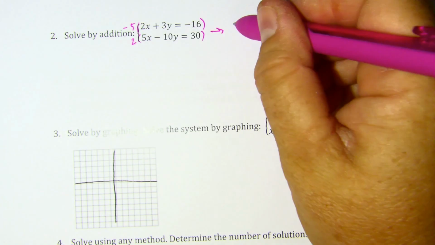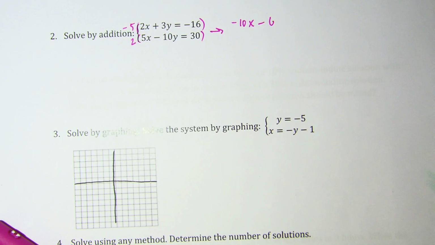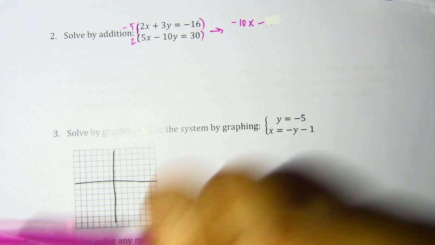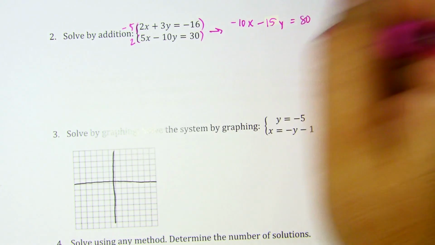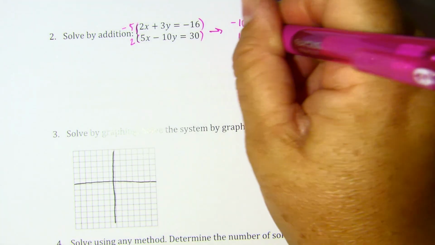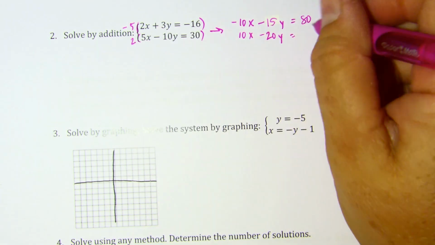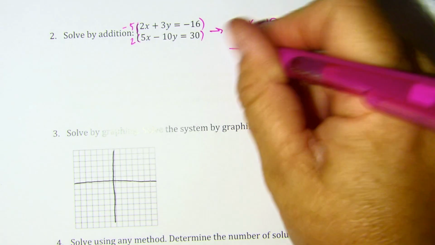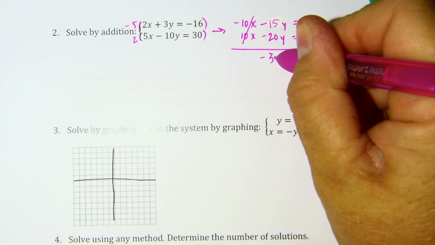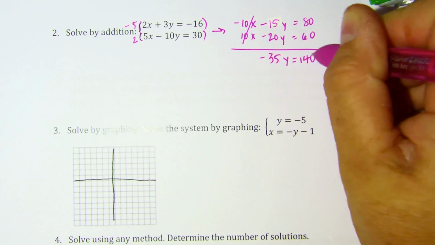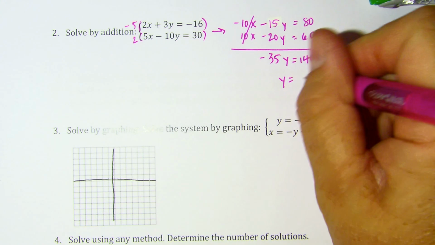So the top equation becomes negative 10x minus 15y equals 80. And then the bottom equation becomes 10x minus 20y equals 60. And when we add those together, the x's cancel out. We have a negative 35y equals 140. Dividing by negative 35 on both sides, y equals negative 4.